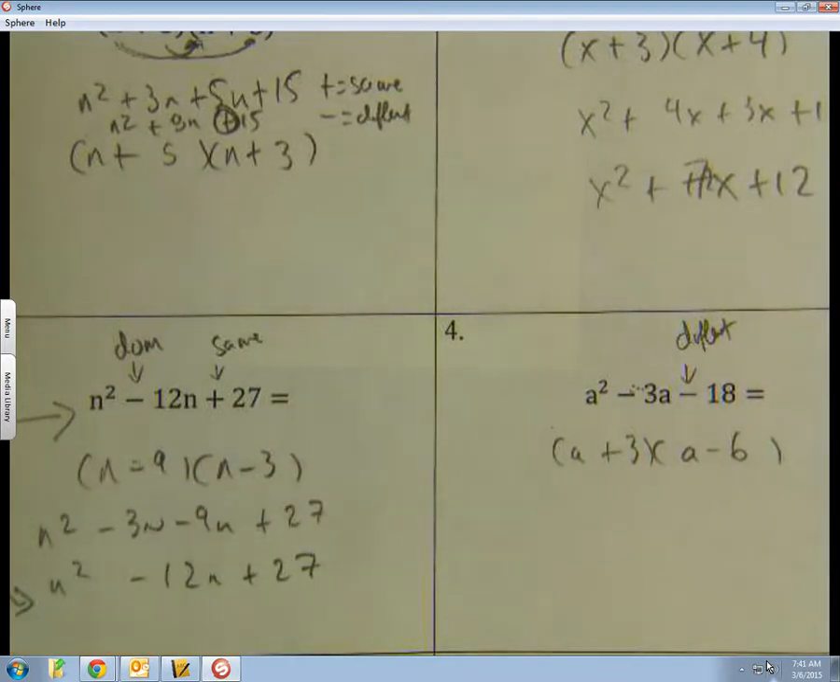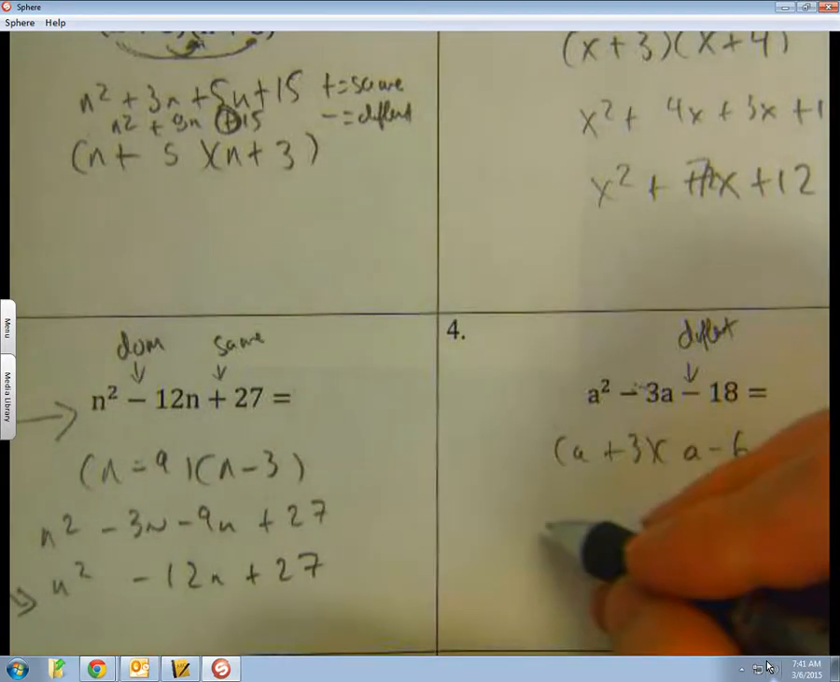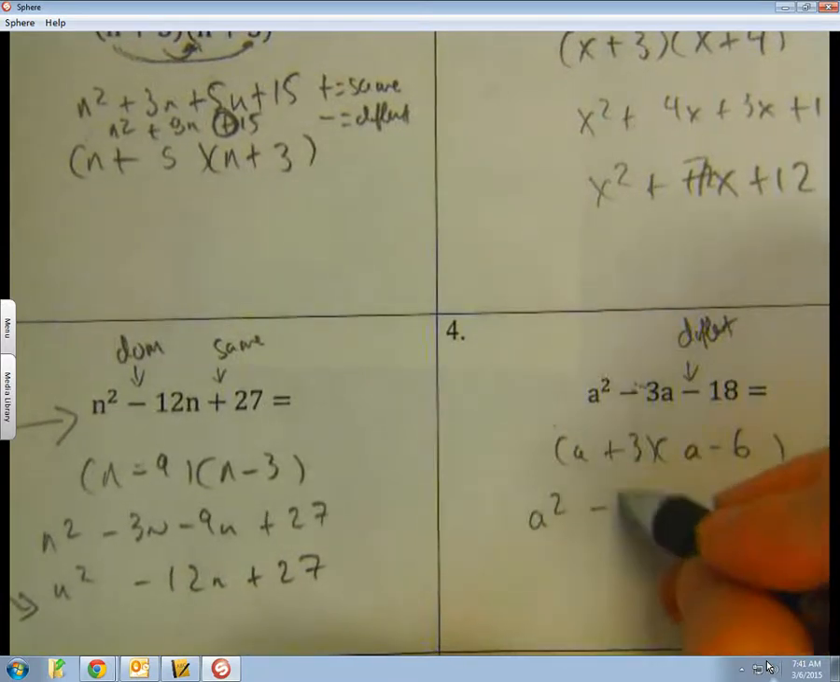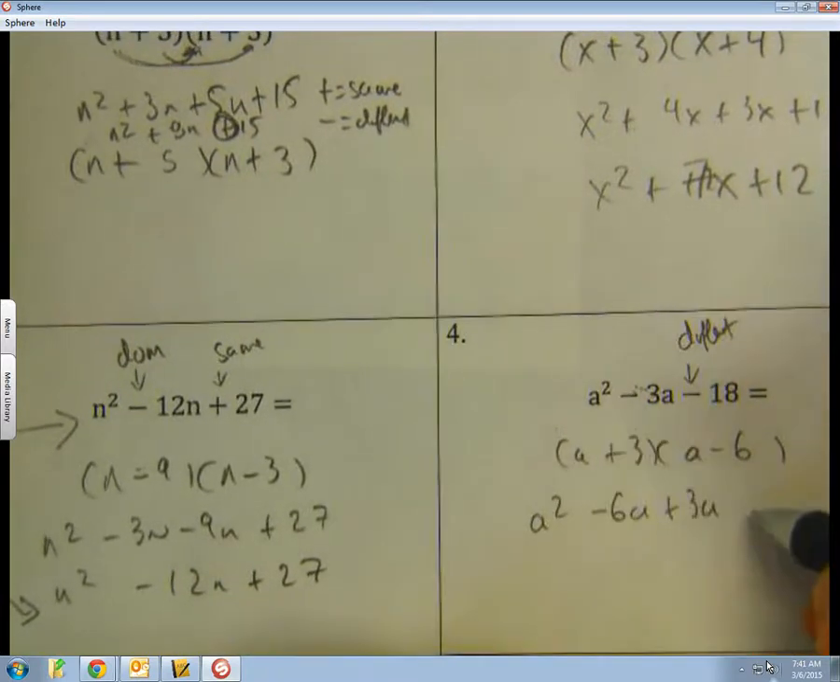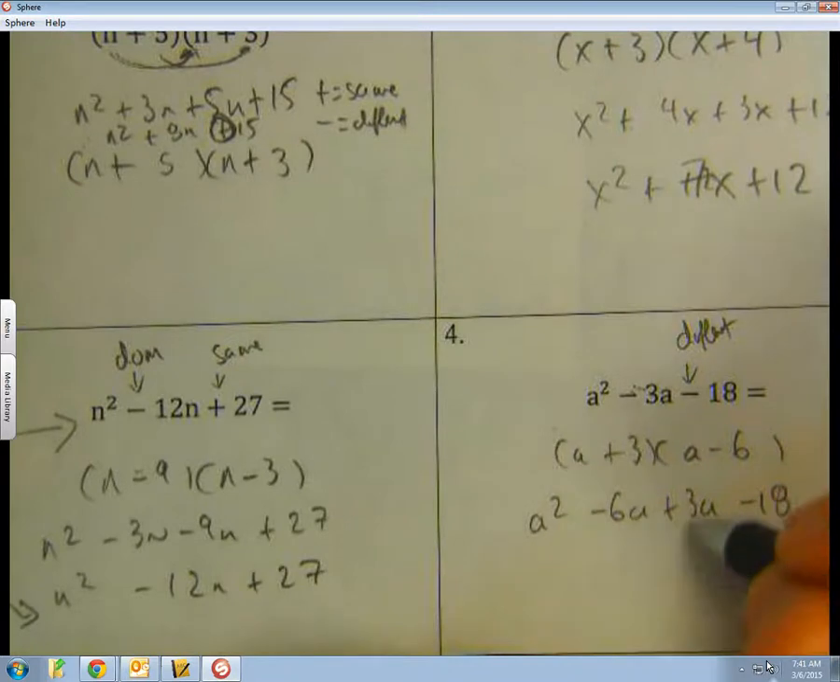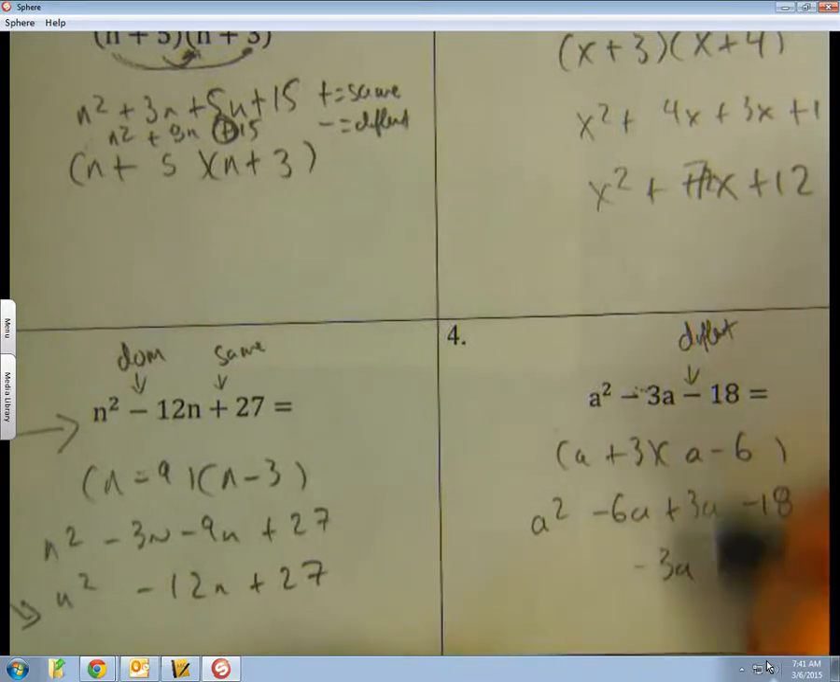If you get the sign screwed up, you can test it. a squared minus 6a plus 3a minus 18. You should see that those are going to combine to get you minus 3, which matches right here.